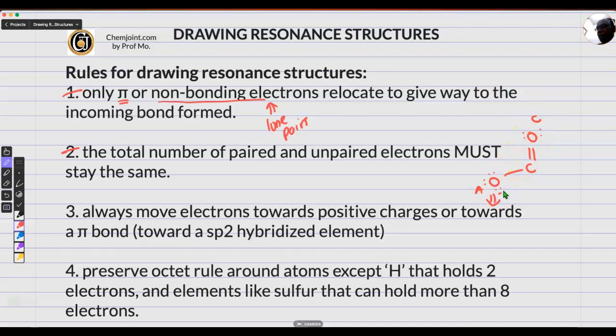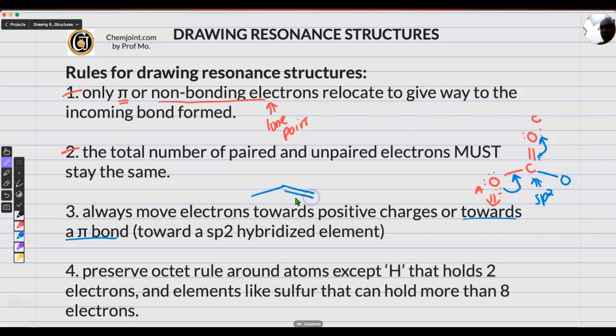So you can imagine that if I want to move this, I'll move it towards a double bond as this gives way. And I told you it's a pi bond that gives way. That's what this is saying, or towards a pi bond, towards an sp2 hybridized element. This carbon right here is sp2. Sometimes that element could be sp. Depends.